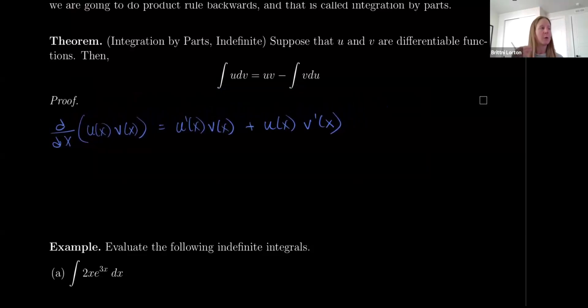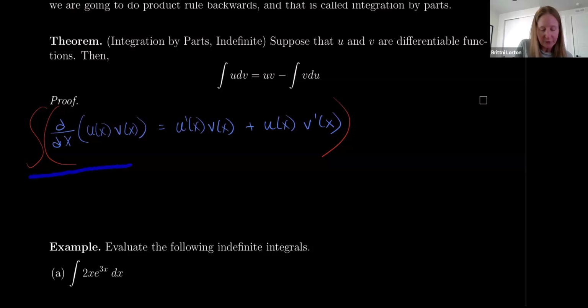Then we're going to try to think about ways to undo this. So let's do an integral on both sides of that equal sign. Remember, whatever you do to one side, you have to do to the other side. Over here on the left, you should notice that the antiderivative of a derivative is going to get you right back to where you started from. So u of x times v of x is what I'm going to be left with on the left side of that equal sign.